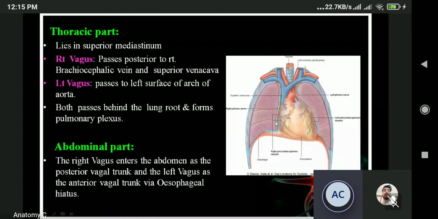Then it will enter into the abdomen through the esophageal hiatus as a posterior vagal trunk and as an anterior vagal trunk. I'll summarize once again the lower part. The right vagus will run posterior to the esophagus and continue downward as the posterior vagal trunk, whereas the left vagus will run anterior to the esophagus and run as the anterior vagal trunk. Both the anterior vagal trunk and posterior vagal trunk will pass through the esophageal opening which is present in the diaphragm and enter into the abdomen. So this is the overall course of the vagus nerve.